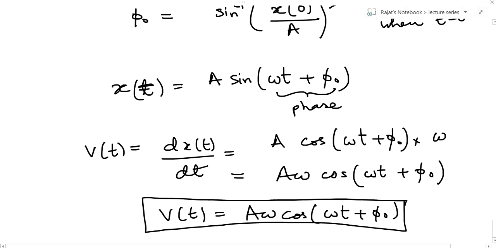We'll start from here. In the next lecture, I'll be telling you how the energy varies in simple harmonic motion, and I'll relate this equation with a spring block system. Thank you.